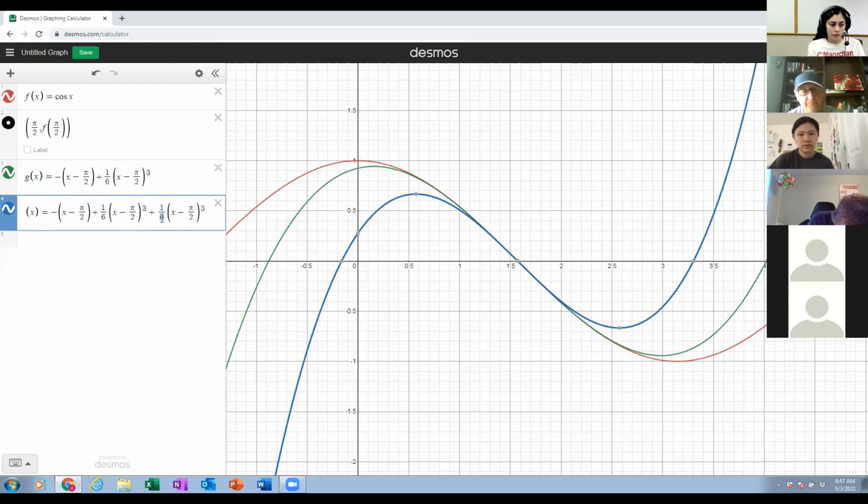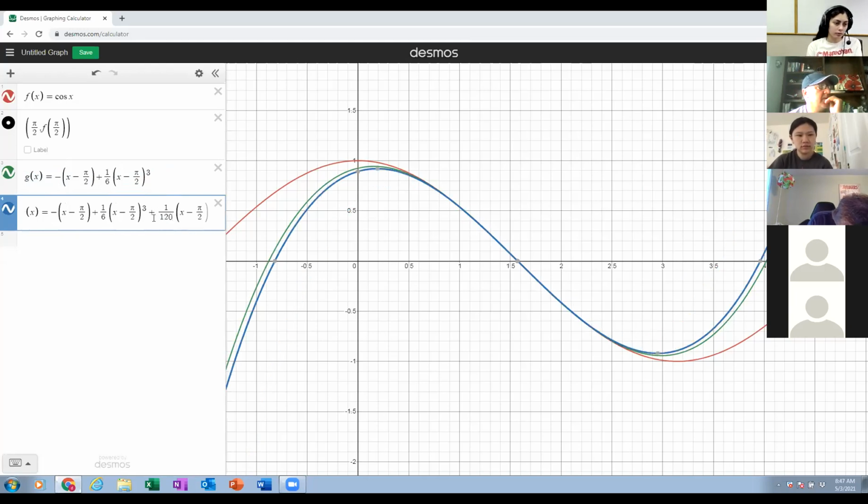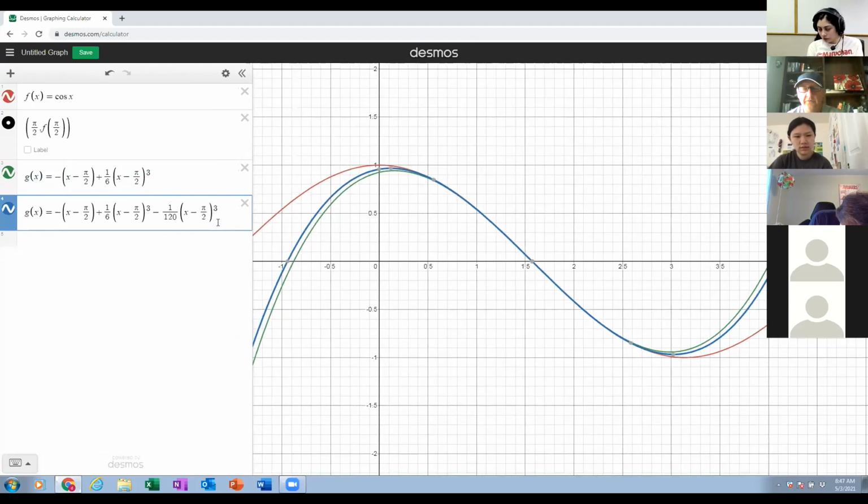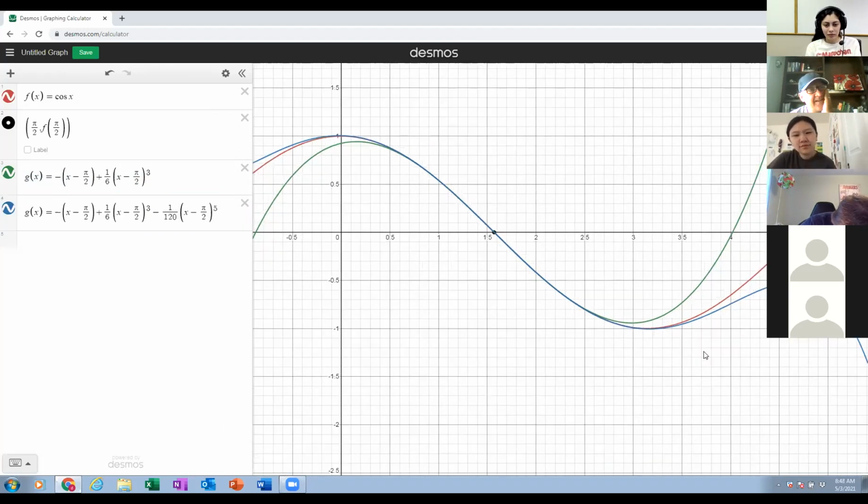And then it was a minus sign because it alternated, and then it was not raised to the 3rd power, it was raised to the 5th power. So look how much longer the blue curve stays in contact. We've seen this before, right? It's staying in contact longer than the green curve did.